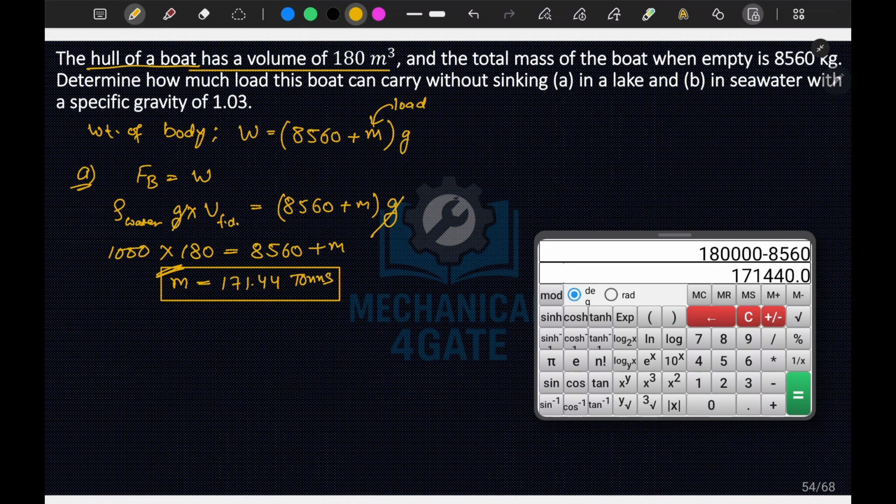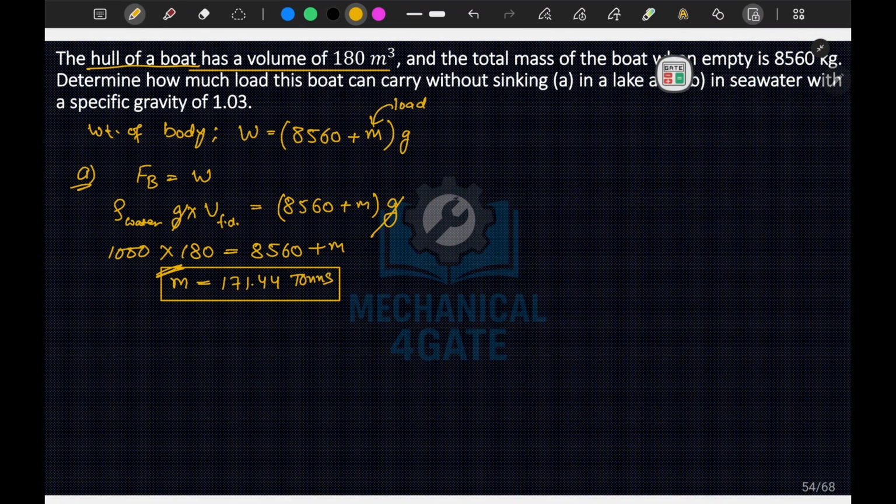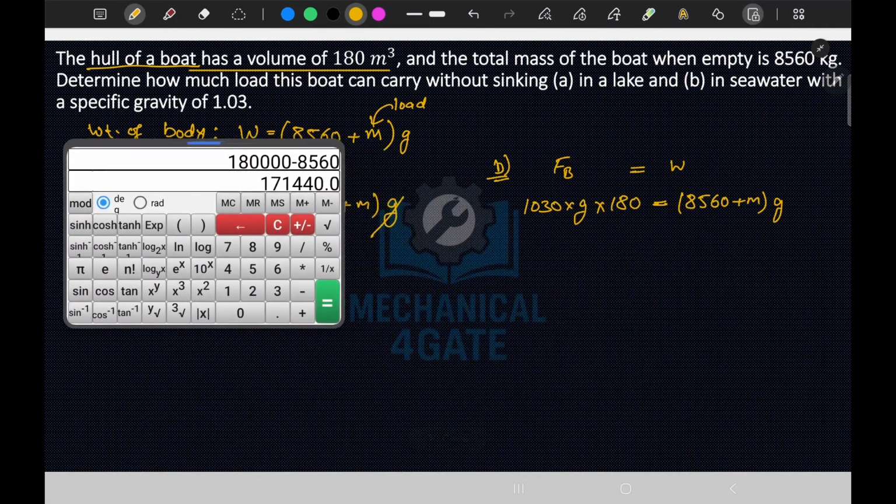Now for the B part, since it is sea water, again I will write here FB is equal to W. Now your FB is rho of sea water, that is 1030 times g times the volume displaced, which is 180, is equal to 8560 plus m times g.